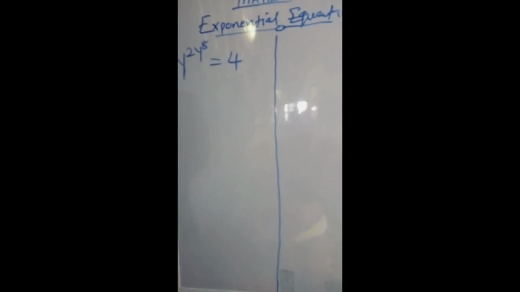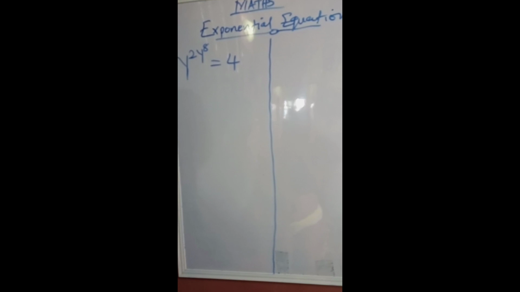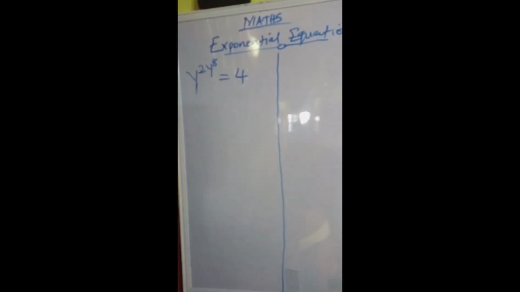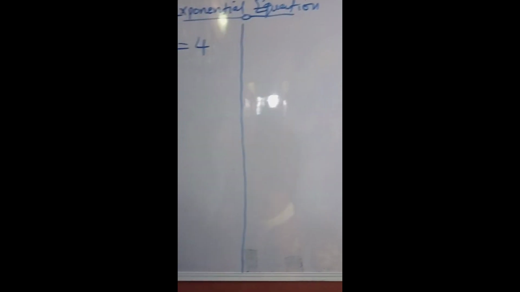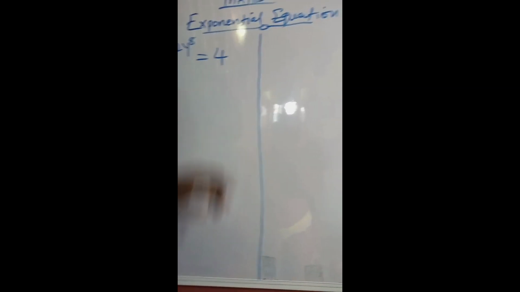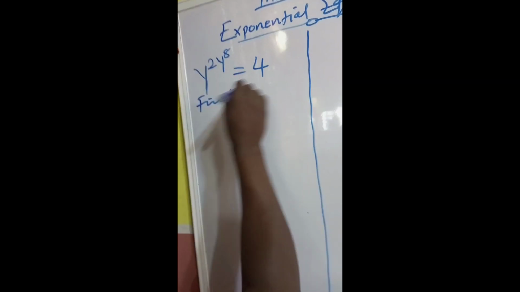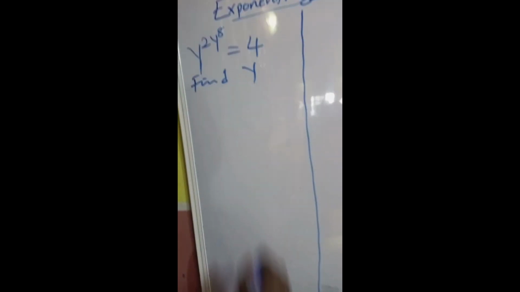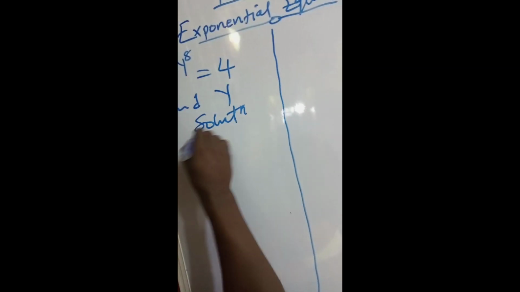Good day, everyone. In our class today, we are going to look at a question from exponential equations under mathematics. Here is the question on the board. We have y raised to power (y raised to power 8) is equal to 4. The question says we should find y. In order to do this, remember we always write Solution first before we start solving the question.